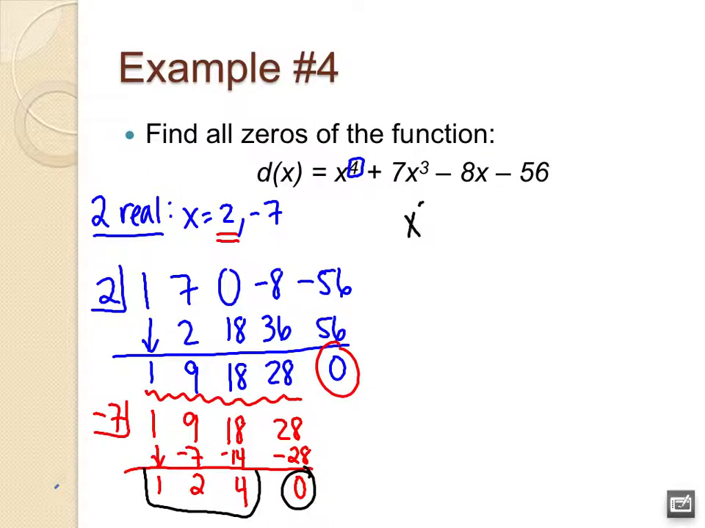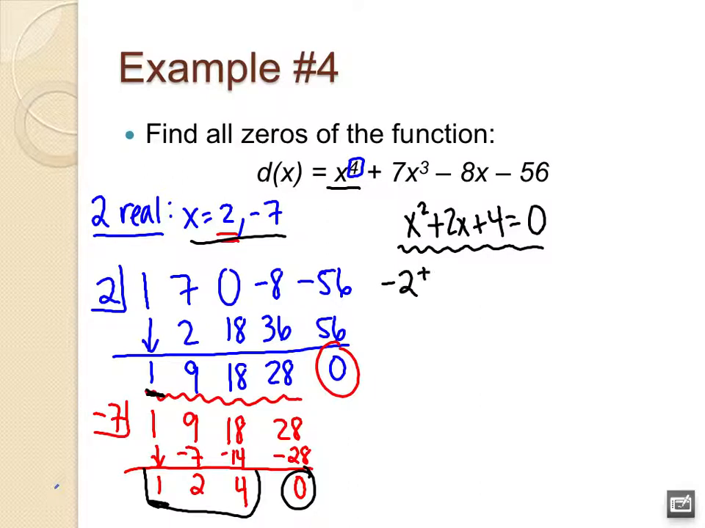So I have x squared, add 2x, add 4. I know it's x squared because this is x to the 4th, then here I had x to the 3rd, so down here it's x squared. So I'm going to set this equal to 0. I already have my 2 real zeros, so this quadratic here is going to give us 2 imaginary zeros. It's not factorable, so I'm going to do the quadratic formula.